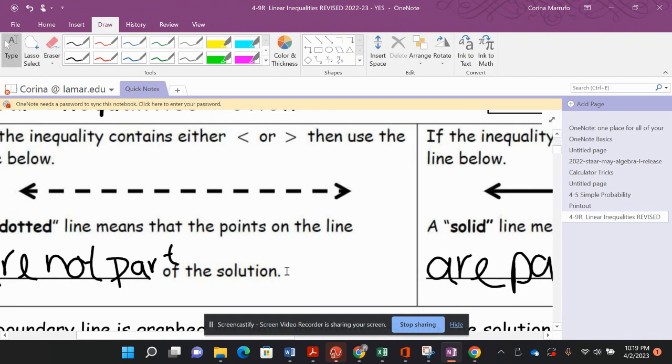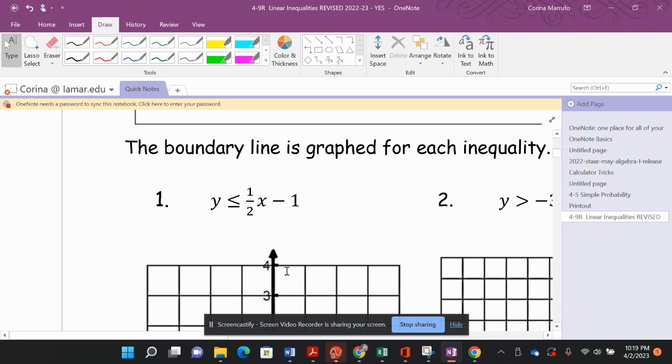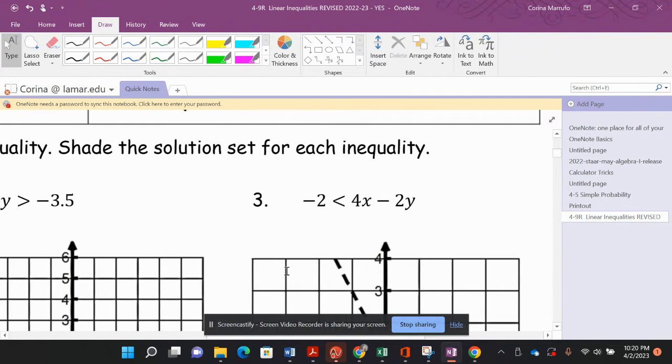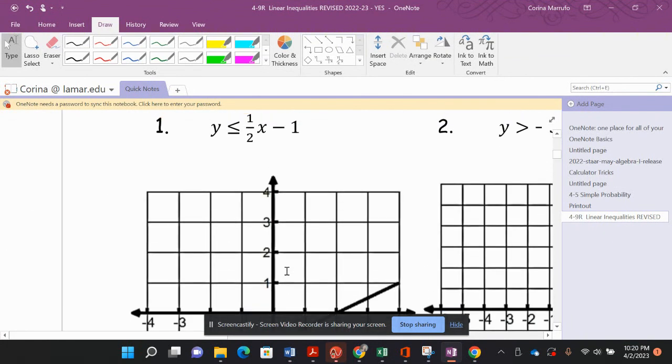Okay? All right. So now it says the boundary line is graphed for each inequality. Shade the solution set for each of the inequalities. So first you need to see this symbol right here. You need to figure out if it's a less than or a greater than. In this case, this is a less than. Just in case you're not sure, remember the less than does make an L. So you can make an L for less than.